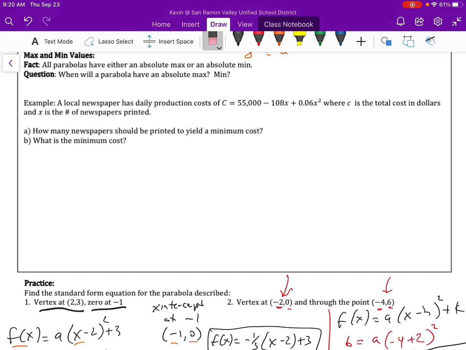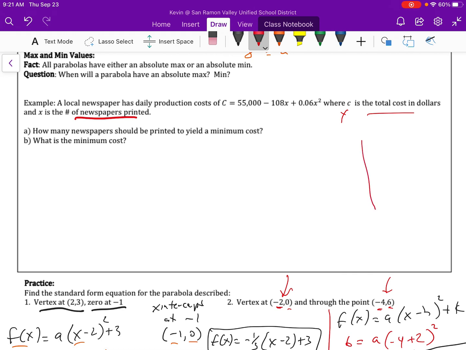All right, this is 2.1 notes, part 4. And I'm just going to come back and look at this example of this word problem. So we have a local newspaper with a daily production cost, and they found out that there's an equation for that. The production cost, C equals 55,000 minus 108x plus 0.06x squared. C is the total cost in dollars, so that's going to be our Y value. And X is the number of newspapers printed.